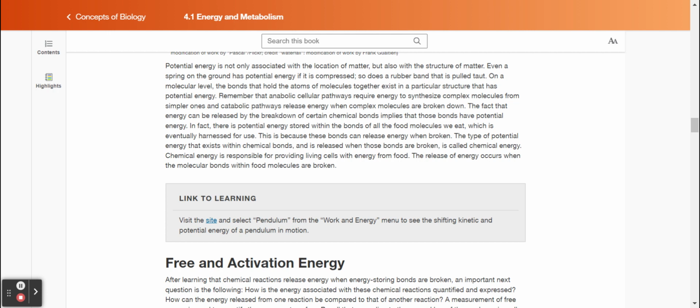The fact that energy can be released by the breakdown of certain chemical bonds implies that those bonds have potential energy. In fact, there is potential energy stored within the bonds of all the food molecules we eat, which is eventually harnessed for use. This is because these bonds can release energy when broken. The type of potential energy that exists within chemical bonds and is released when those bonds are broken is called chemical energy. Chemical energy is responsible for providing living cells with energy from food. The release of energy occurs when the molecular bonds within food molecules are broken.